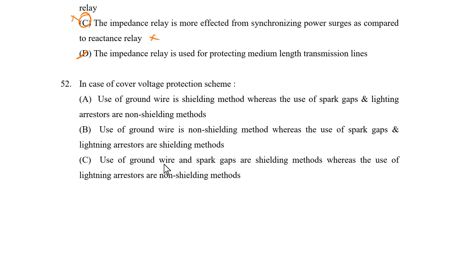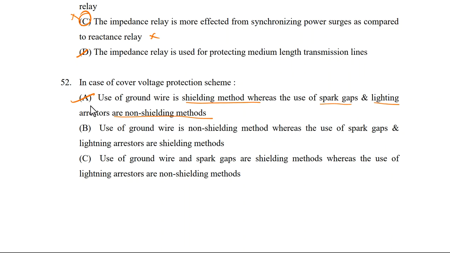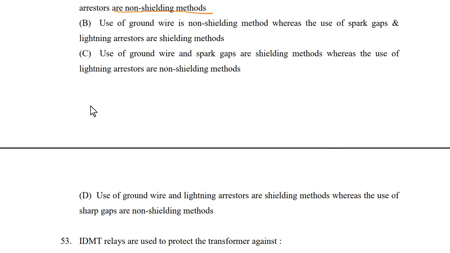Next one, 52nd question here. In case of over voltage protection scheme, what are we going to use? So the use of ground wire is a shielding method, whereas the use of spark gaps and lightning arresters are a non-shielding method. So answer A is the right one, and the others are the wrong options here.